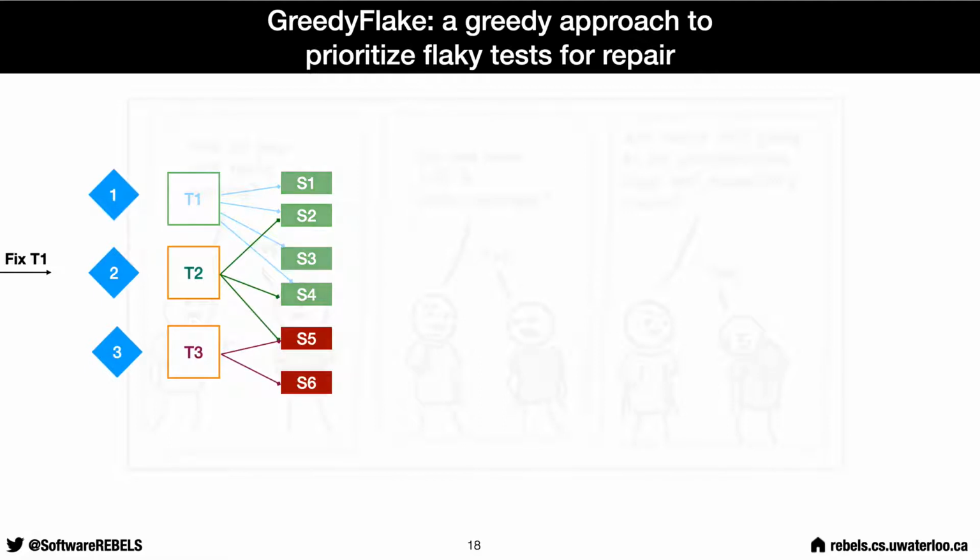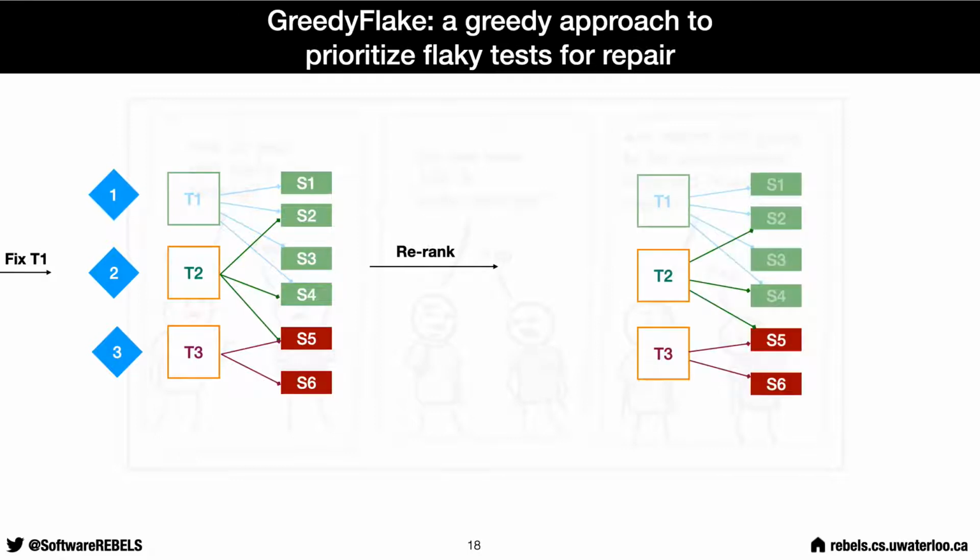We assume that the test has been fixed and then we rank the remaining tests for repair. In this iteration, T3 now offers the largest return, so that is suggested for repair.